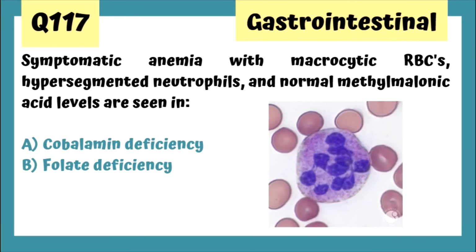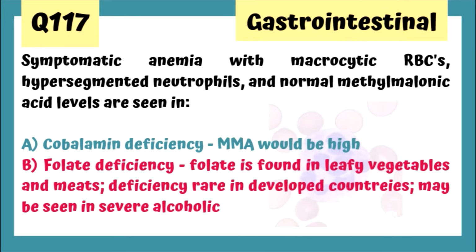Question 117. Symptomatic anemia with macrocytic red blood cells, hypersegmented neutrophils, and normal methylmalonic acid levels are seen in, well, if they're normal methylmalonic acid, we know it's folate, because in cobalamin, in B12 deficiency, there's going to be abnormal methylmalonic acid levels, right? It would be high.